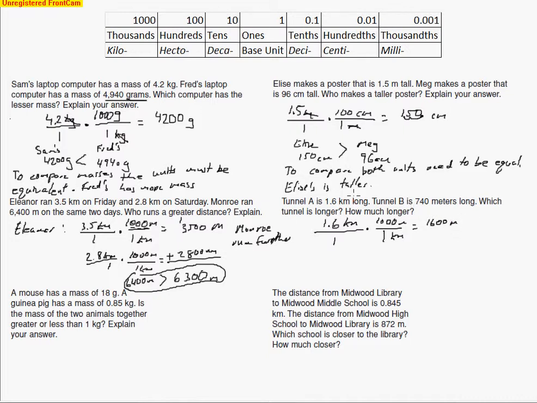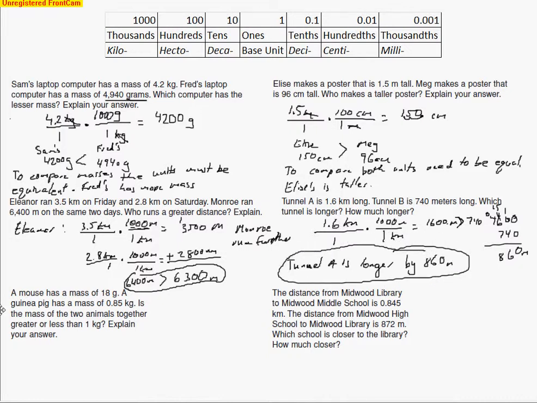Well, definitely tunnel A is longer, but how much longer? So I need to take those two numbers and subtract them. And when I do that, I'll have to end up borrowing a few times. Change that to a 15, and we have to subtract. We get 860 meters longer. So we would say tunnel A is longer because 1,600 is greater than 740. And how much longer? We'll say it is longer by 860 meters.